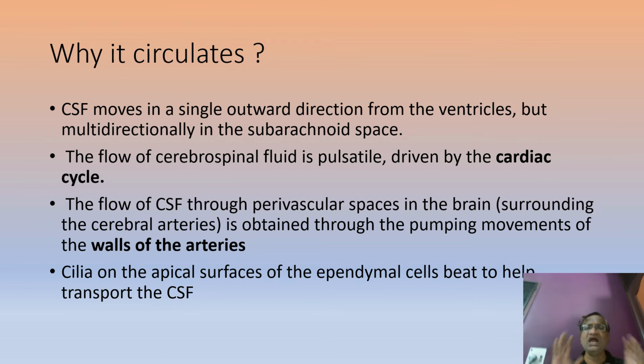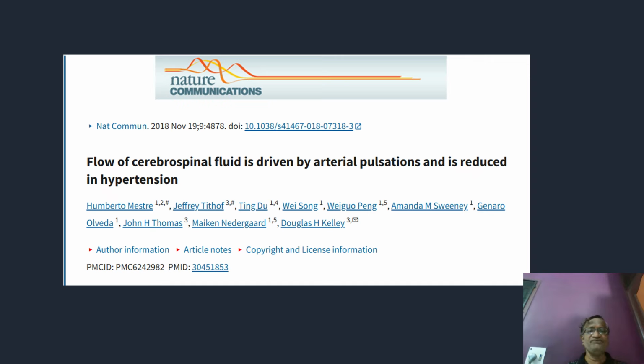CSF moves in a single outward direction. From the ventricles, it moves down. But the flow is pulsatile, driven by the cardiac cycle, the pumping of the walls of the arteries and the cilia of the ependymal cells. What are the three things which make it circulate? Number one, the cardiac pump. Number two, the movements of the arterial wall. Number three, the cilia of the ependymal cells. These three make the CSF circulate. Flow of CSF is driven by arterial pulsations, and they say it is reduced in hypertension.